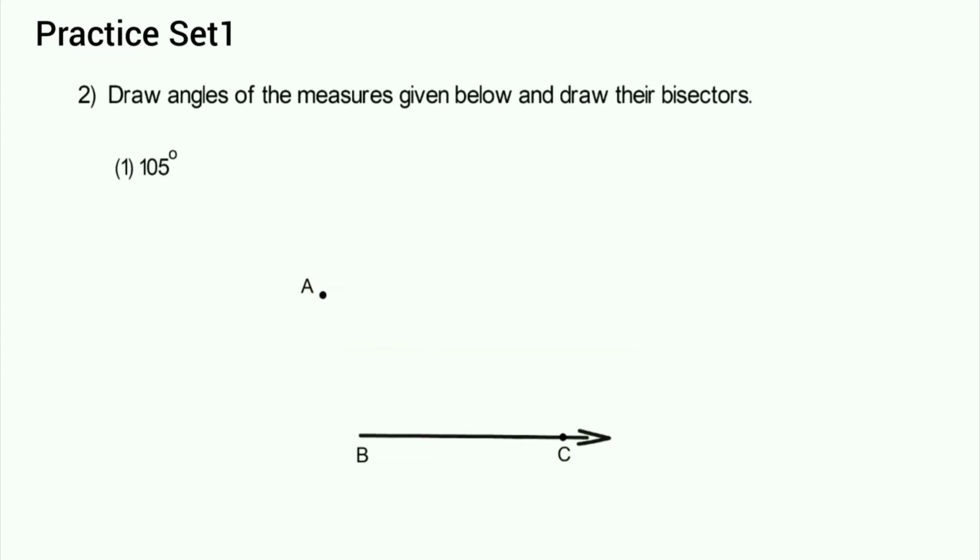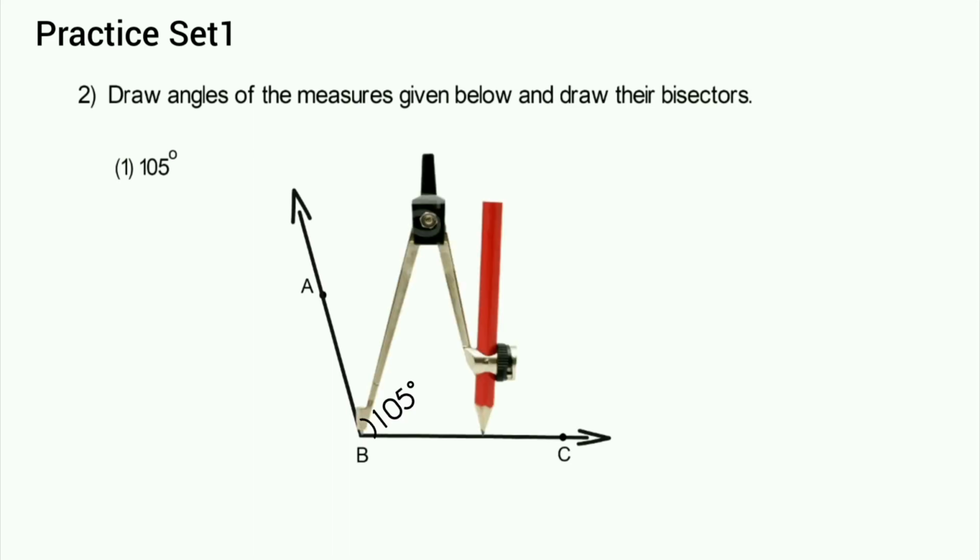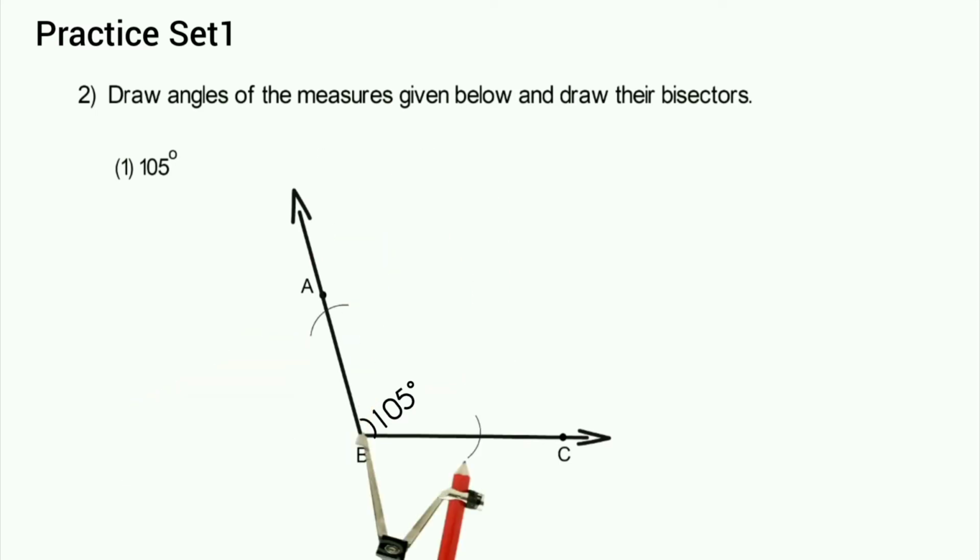Take a suitable distance in compass and then draw intersecting arcs of ray BA and ray BC by putting the point of compass on point B. Then name the points of intersection as P and Q respectively.